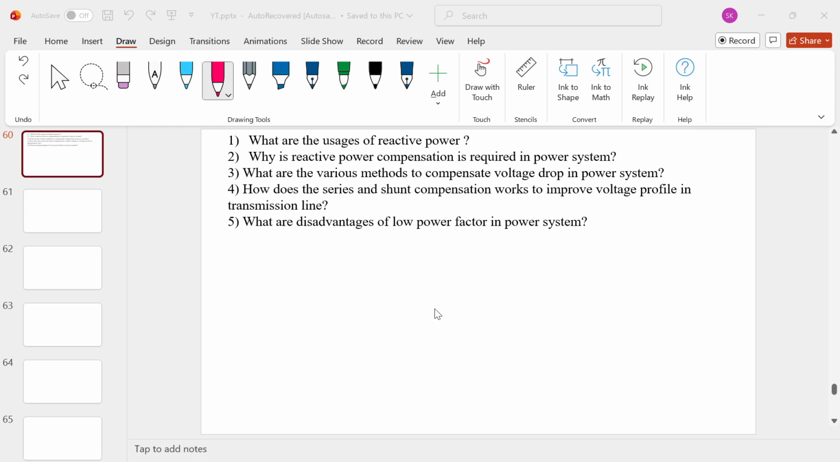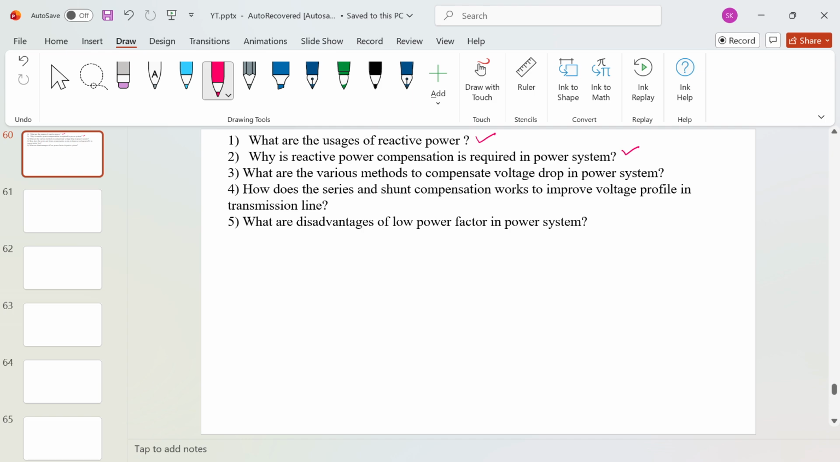Hello everyone. So in this particular video, we are going to see these 5 questions that are related to reactive power and improvement of the voltage profile in a power system network. I will discuss what the uses of reactive power in an AC system are, and why reactive power compensation is required in power system. Actually, I made a video on this particular question in detail.